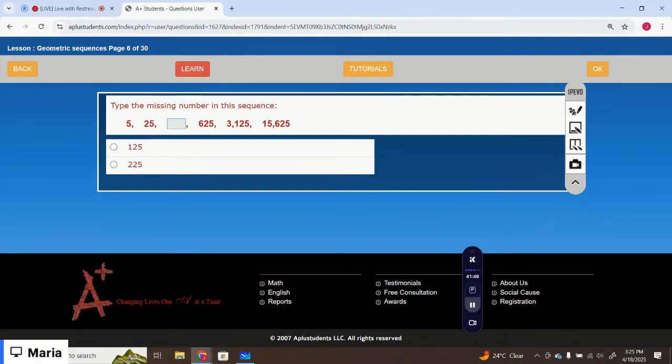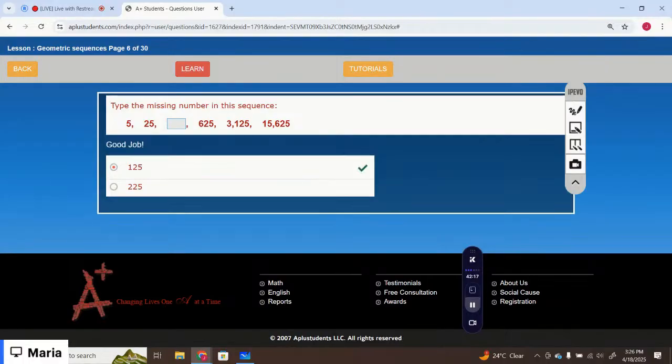Type the missing number in the sequence. That is 5, 25, 125, 625, 3,125, and 15,625. So the missing number is 125. Option number 1 is the correct option. The missing number is 125.